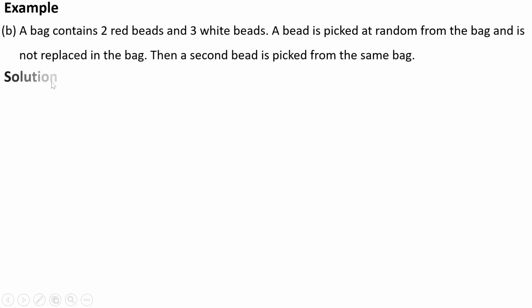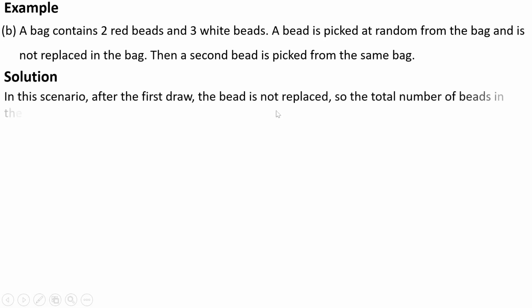So solution. In this scenario, after the first draw, the bead is not replaced. So the total number of beads in the bag decreases for the second draw. When one picks a bead from the bag and does not replace it, you expect the total number of beads to decrease by 1. So the total number of beads is 5, but if one bead is picked and is not replaced, the total number of beads remaining in the bag is 4.